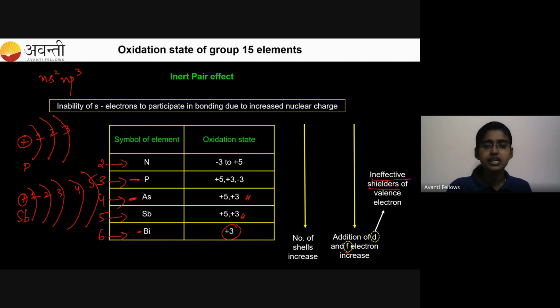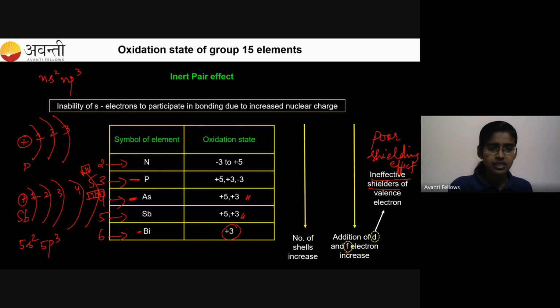They are the ineffective shielders, meaning they have a very poor shielding effect. Let me explain. If this is antimony, the outer electronic configuration will be 5s2 5p3, right? In the fifth shell, we have 2 electrons in the s orbital and 3 electrons in the p orbital.